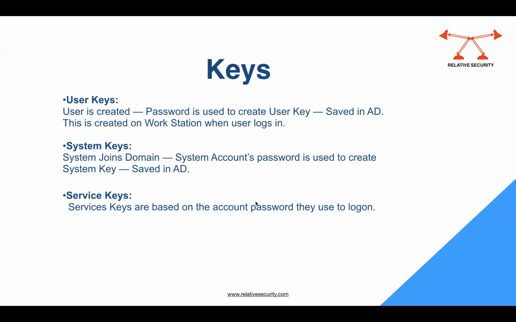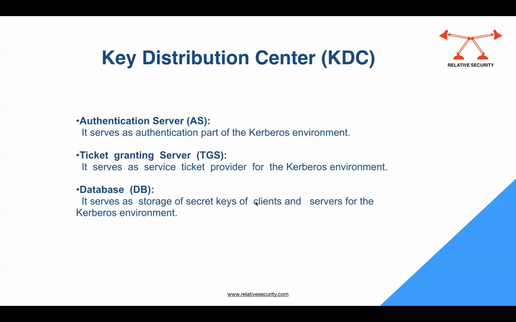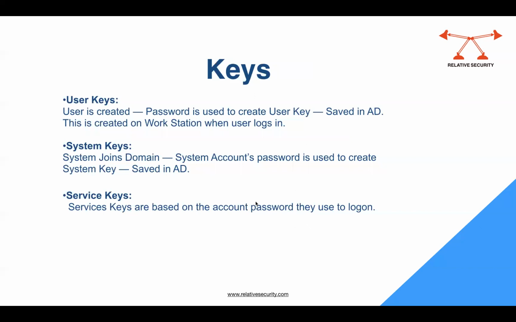So the first one is the keys. The keys that the Kerberos database has are user keys, system keys, and service keys. These are long-term symmetric keys that are derived from the user's password. The plain text password is transformed into a cryptographic key by passing the text of the password through a cryptographic function. And the result of that cryptographic function would be the long-term key.